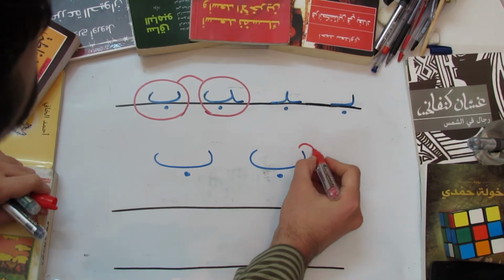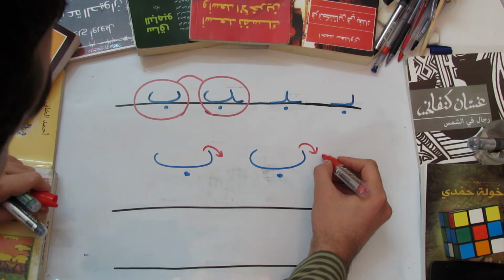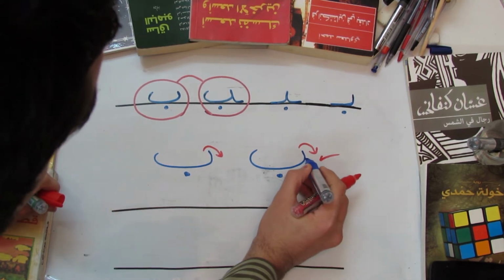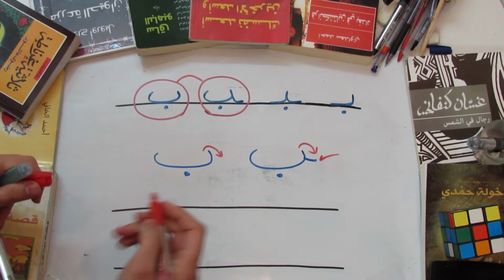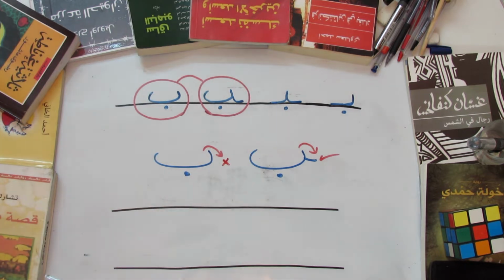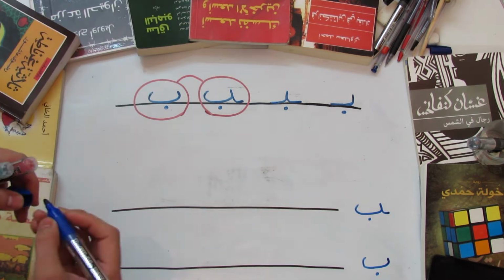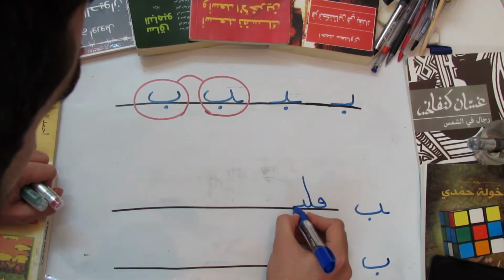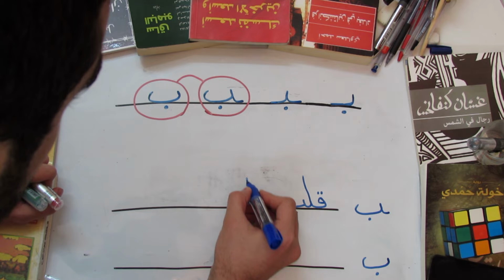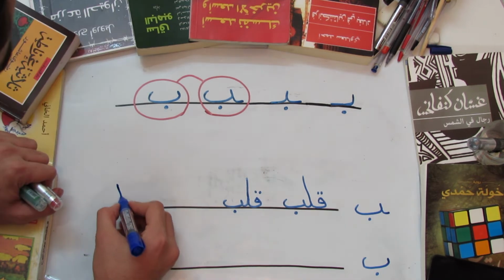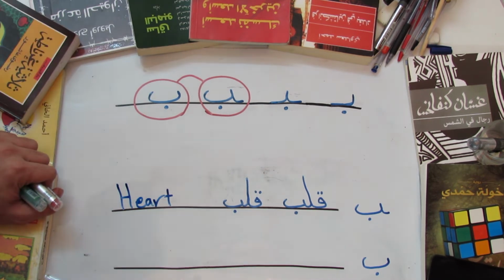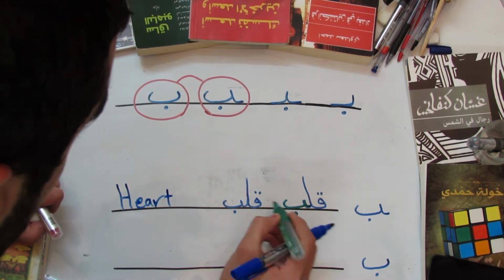What about ba at the end of the word? Actually, it has two statuses, depending on the letter before it, if it usually connects to what follows or not. And if it's connected to the preceding letter, then all we need is to add a ligature to the previous form. And as an example is the word qalb, heart.